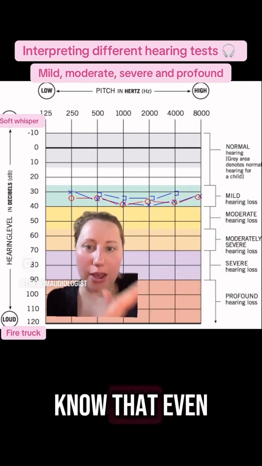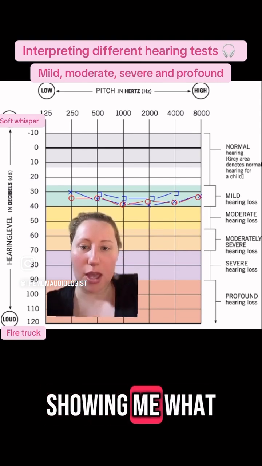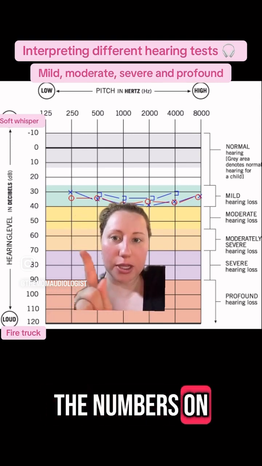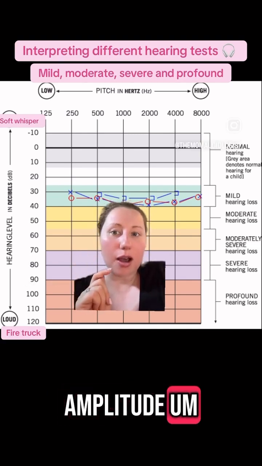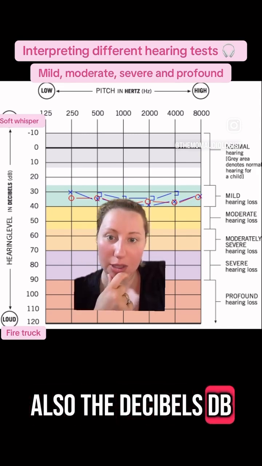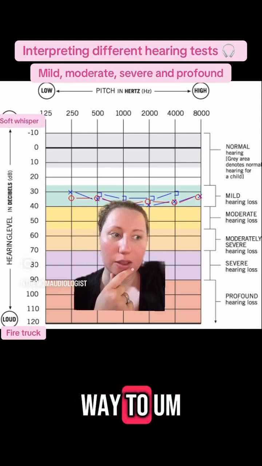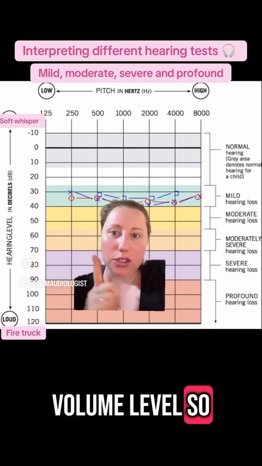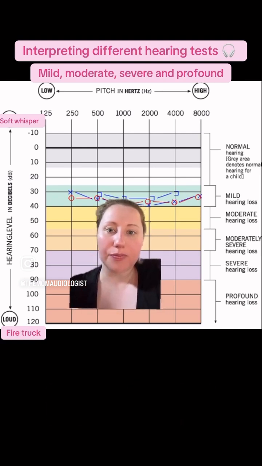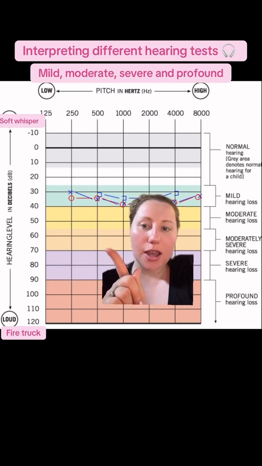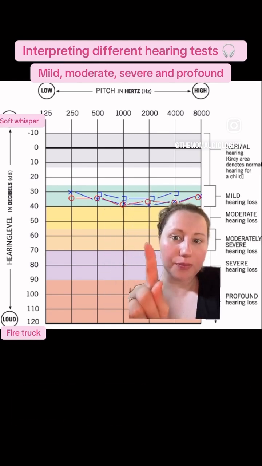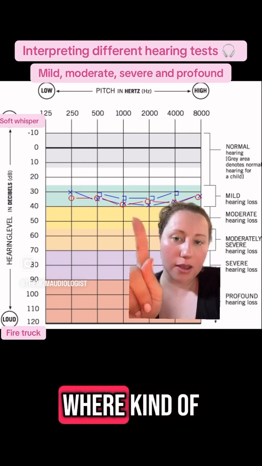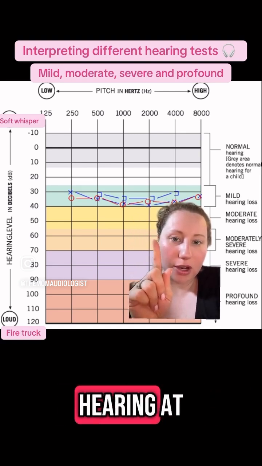And how I know that, even if there weren't any words there showing me, is that what you want to look at here is the numbers on the left side. Like I said before, that is called the amplitude. That's also the decibels, dB. Another easy way to think about it is volume level. So this means that, let's say someone was watching TV, they would need to turn the volume up in order to hear the lowest sound they can hear in each frequency. This is exactly where the volume level is that they're hearing at.